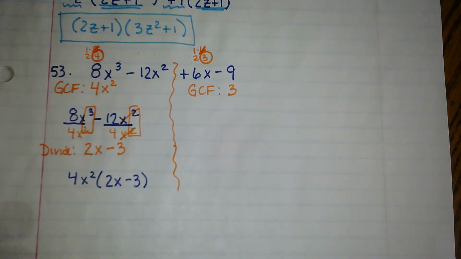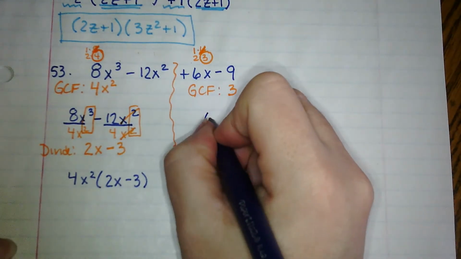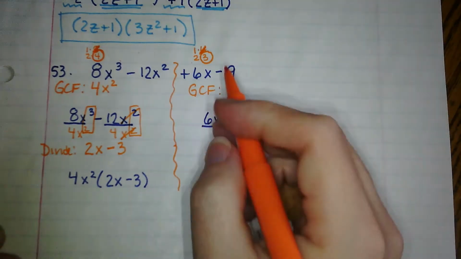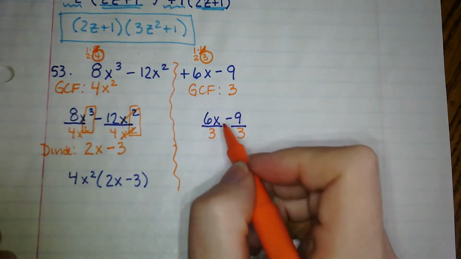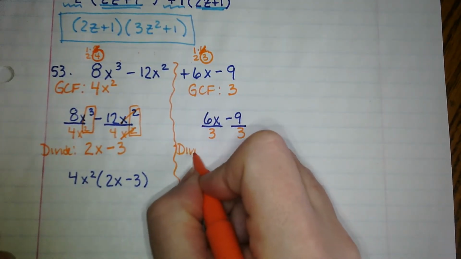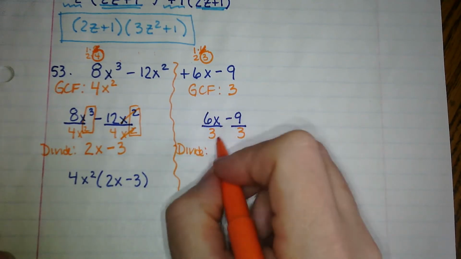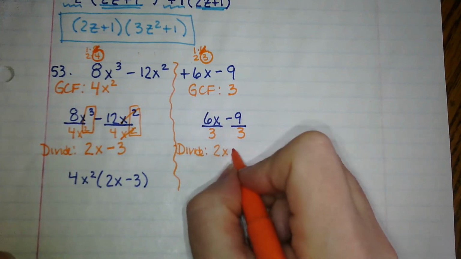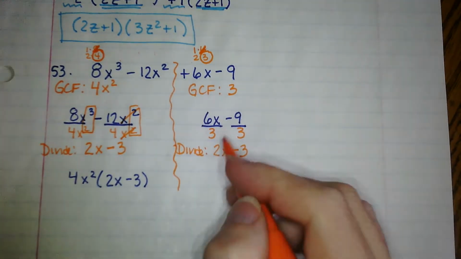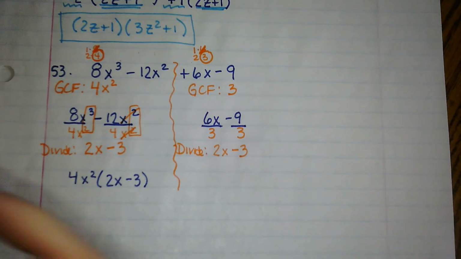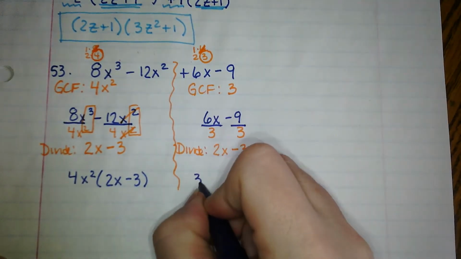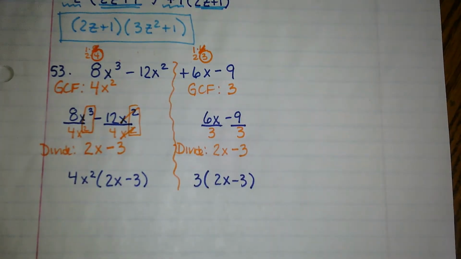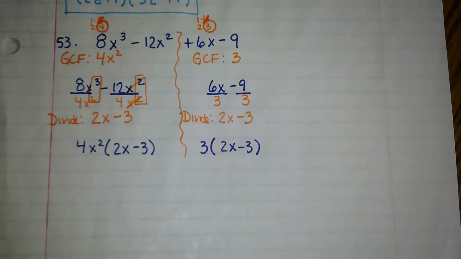So I'm at my divide step. I'm going to take my 6x minus 9, and I'm going to divide both of these by my GCF of 3. When I divide, 6x divided by 3, 6 divided by 3 is 2, bring the x down, and negative 9 divided by 3 is negative 3. And when I go to write this, I'm going to have a 3 and a 2x minus 3. We're finally at the factor by grouping step.